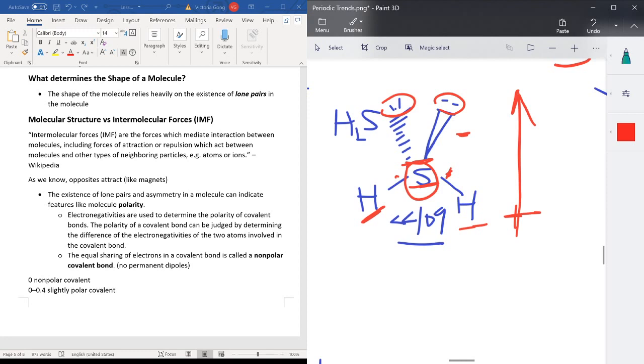So yeah, that is going to be its polar, its permanent dipole, which means that this side would usually have a negative charge, and this side would usually have a positive charge, permanently.